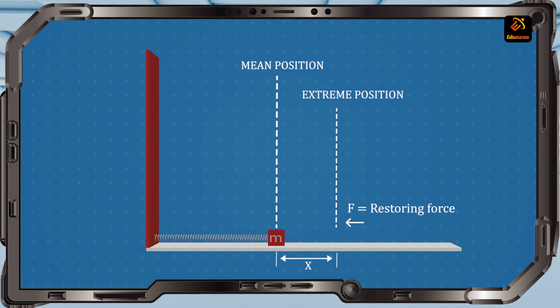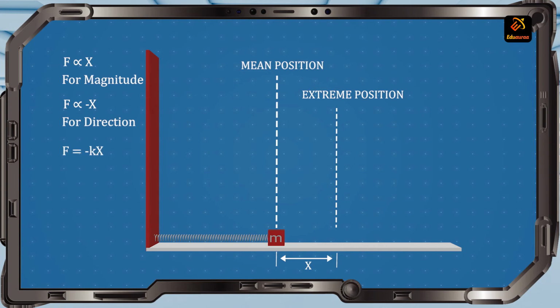So what is the displacement? Extreme right hand side, x. Where is the restoring force? Trying to bring it back to its mean position. So what is the formula we get? F is proportional to x. We talk with respect to magnitude. With respect to direction, F is equal to minus x, where x is the right hand side movement. F is directly proportional to x, where the displacement is to the right hand side and the force is acting towards the mean position. Mathematically, F equals minus kx.